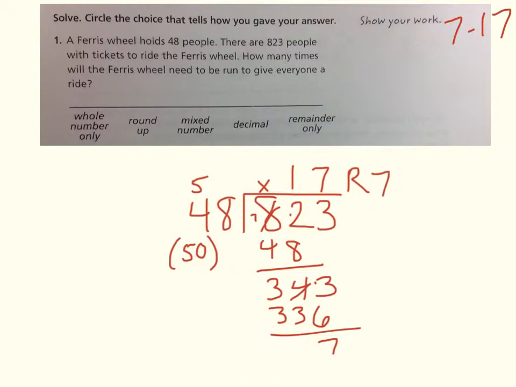That's not your answer. It's asking how many times does the Ferris wheel have to go so everybody gets a ride. So if it goes 17 times, it's going to give almost everybody a ride. There's going to be 7 people left who didn't get a ride. Everybody needs to have a ride. So 17 times the Ferris wheel is going to be full, but it needs to run another time to give those last 7 people a ride. So the Ferris wheel has to run 18 times. And in this case, we're rounding up.